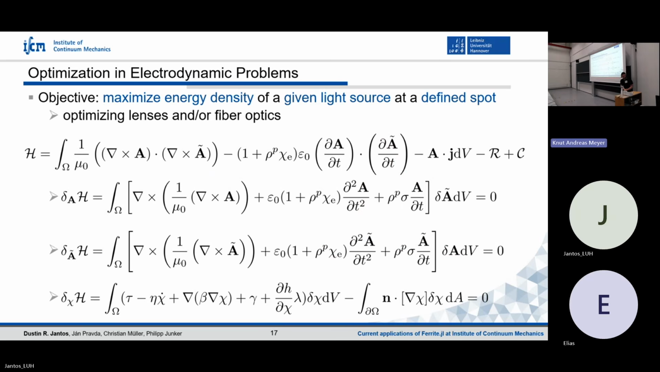Okay, another optimization. I don't know how good I am in time, but I told you we also want to optimize some optomechanical devices. So this is the physics. We don't care about it. Keep only in mind we try to optimize lenses and fiber optics. So the point is you have a light source anywhere. You have a design space where you can put material or no material. And this should maximize the amplitude of the electric energy at some prescribed point.